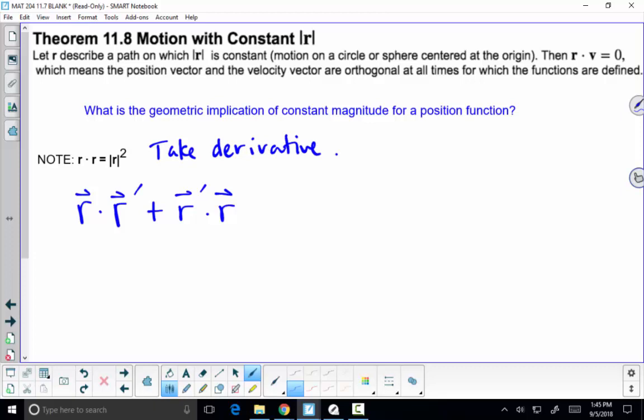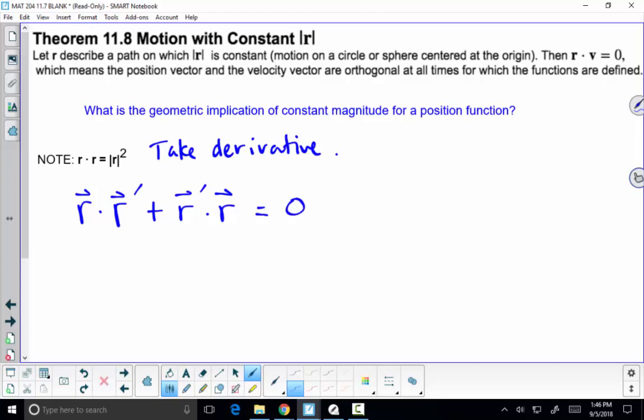What's the derivative of the right-hand side? 2 magnitude r. Don't you just bring it down like normal? No, not in this case. It's a square. What is the magnitude of r? Constant. So the magnitude of r is constant, so the magnitude of r squared is obviously constant. And if you take the derivative of a constant, you get 0.